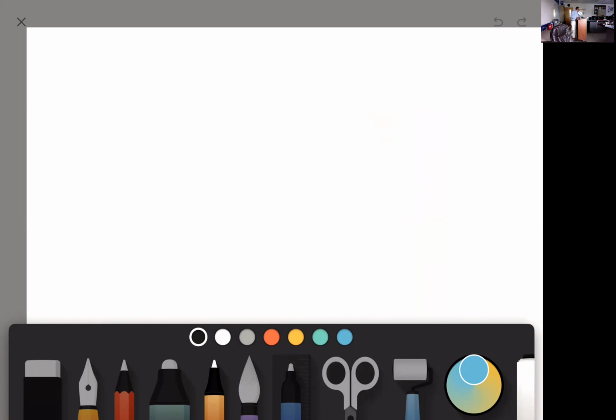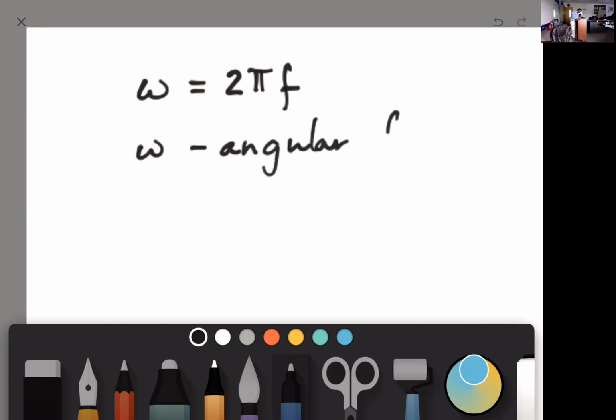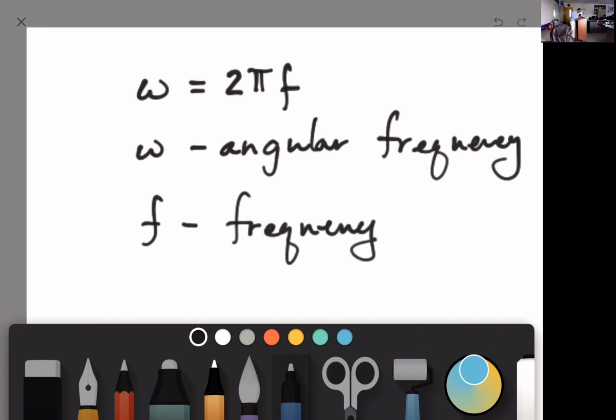It's the change in the angle. You can just put change in angle. So does anybody know? Well, I'll just do this. There's a relationship between the angular frequency and just frequency, and that is 2 pi f, where omega is the angular frequency and f is just frequency. They may not have any angles associated with it. Okay.